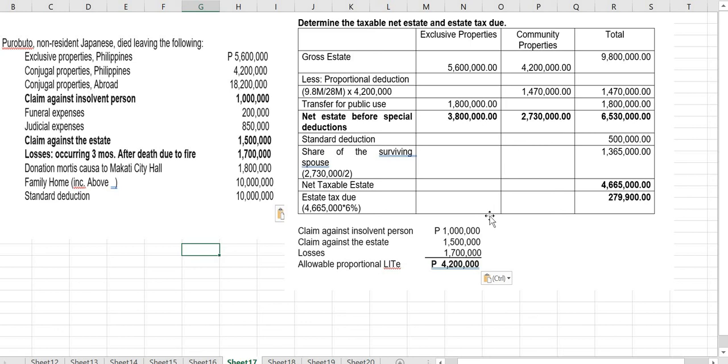Okay, so we have discussed the estate tax due of a married and unmarried resident. So we're done with estate tax, no?